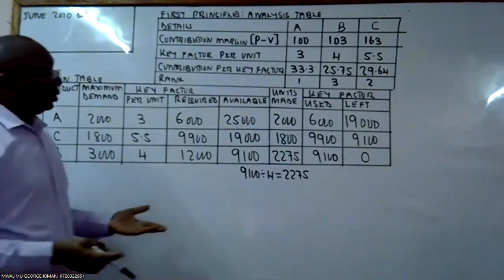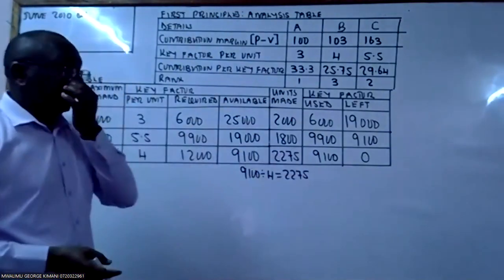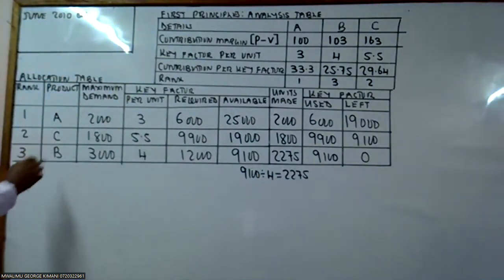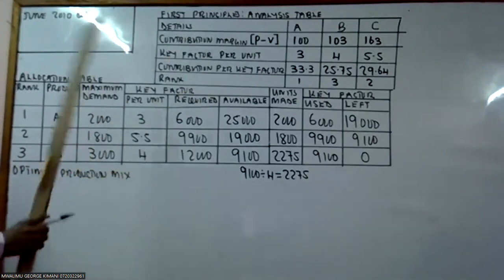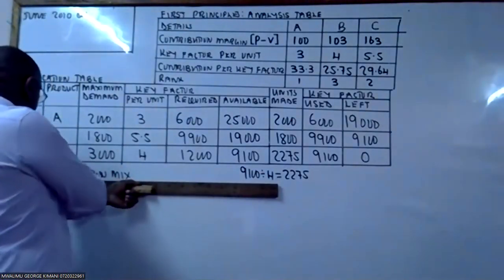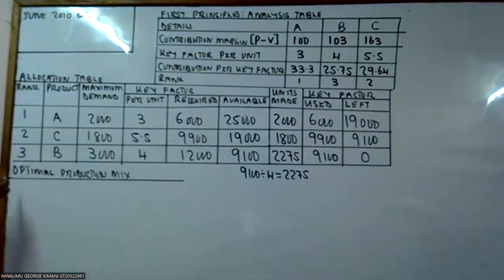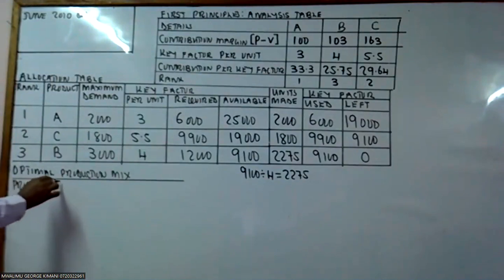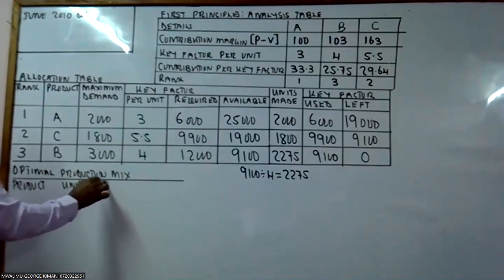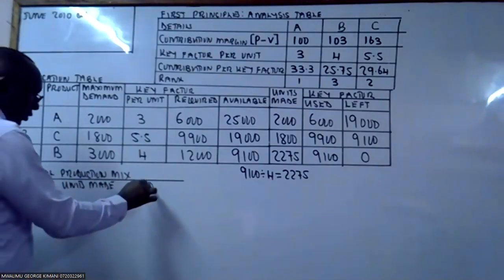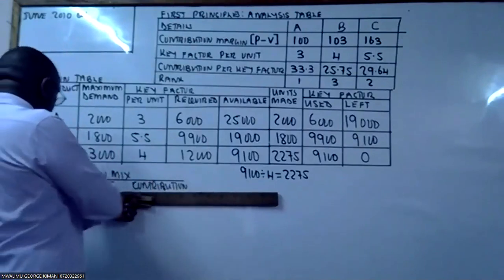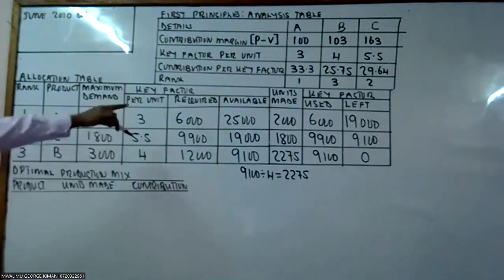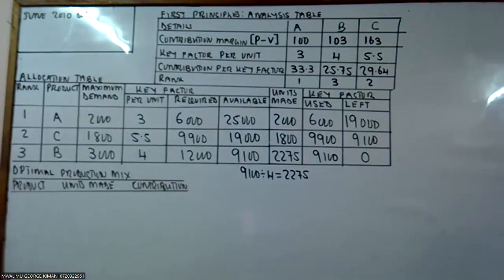Okay, so that is all. So you can either choose to leave it this way, or you can extract a summary here. You tell us optimal production mix. And in this optimal production mix, you can tell us the product, the units made, and then the contribution. But this one is not very necessary. Once you have reached there, the examiner has all the rights or the duty to give you the marks.